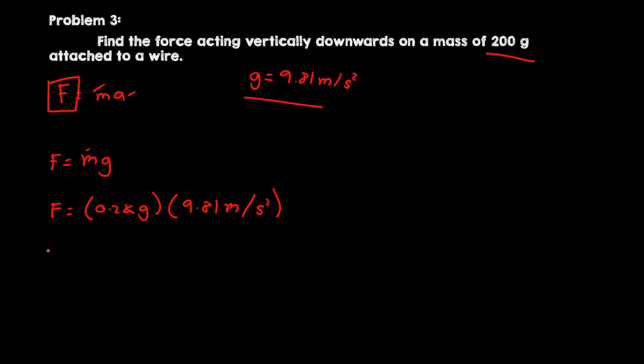The answer should be, calculator lang, 0.2 times 9.81 is equal to 1.962 Newton or kilogram meter per second squared. That is for problem number 3. Again, if the force is acting vertically downwards, meaning we have an acceleration due to gravity. So, huwag malilito. Pag nawala yung acceleration, maybe it's the acceleration due to gravity.